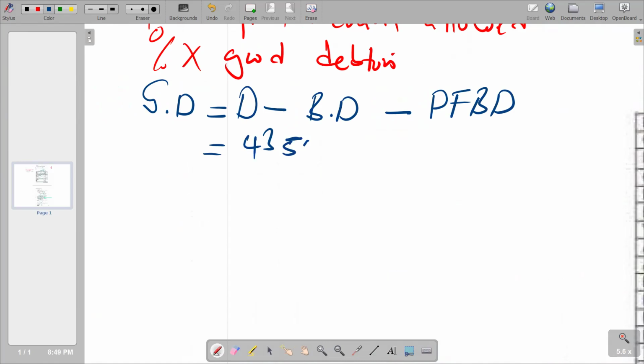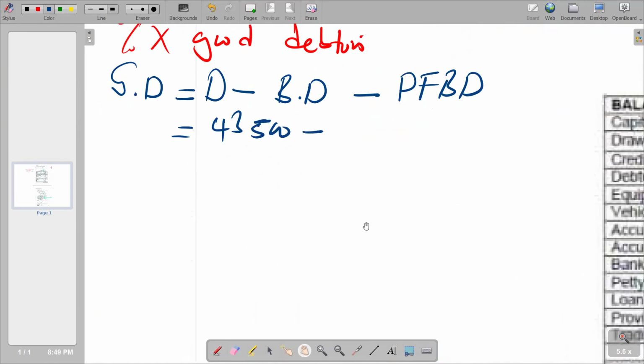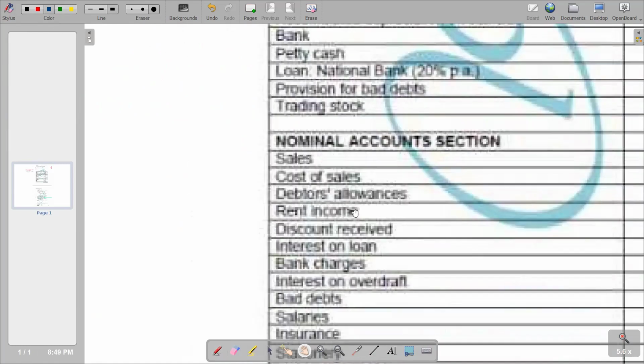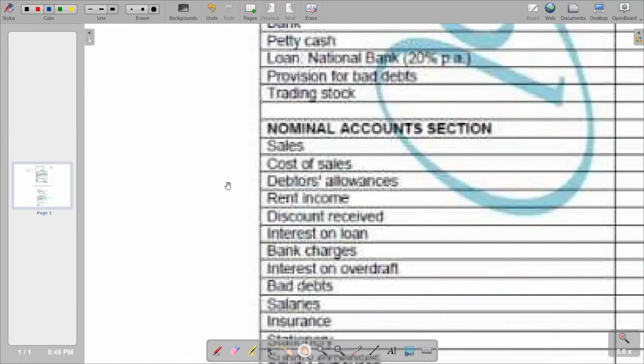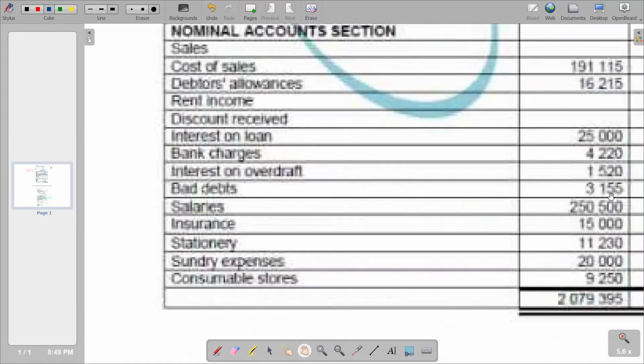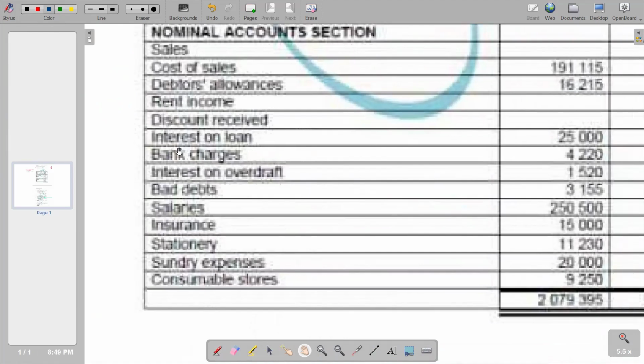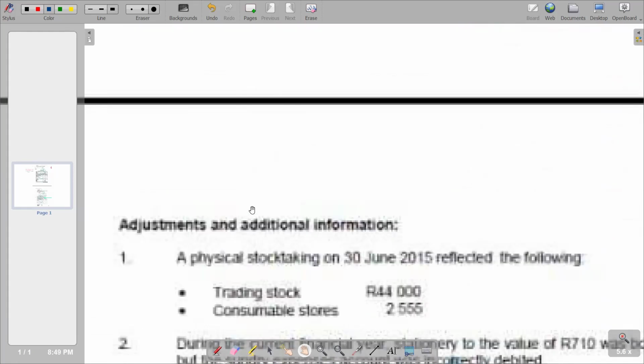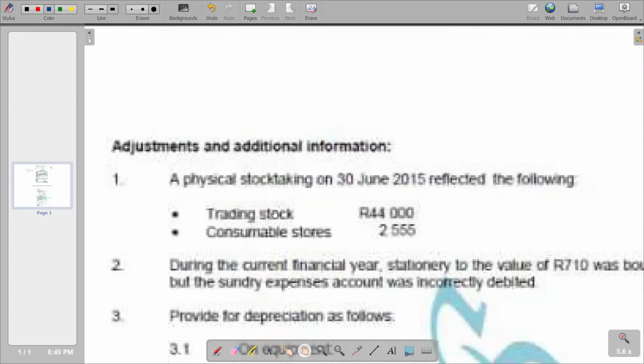Then the figure for bad debts: we are not concerned about bad debts that will be given maybe under the nominal cost section. You ignore the bad debts that will be given under the nominal cost section. Already we have got bad debts here, 3,155. You ignore it. Why? Because everything that is in the pre-adjustment trial balance was already adjusted. So we do not need to further adjust it. It will be a repetition. But something that will be added in the additional information means it was omitted or it was a mistake.